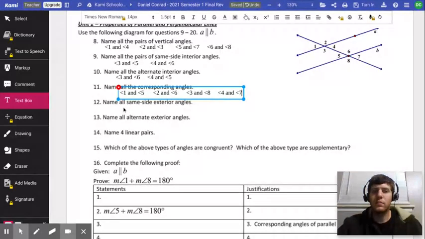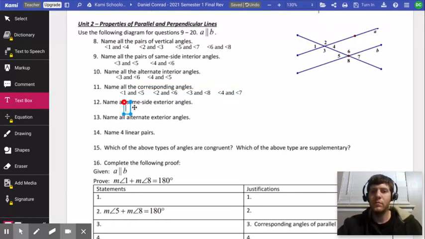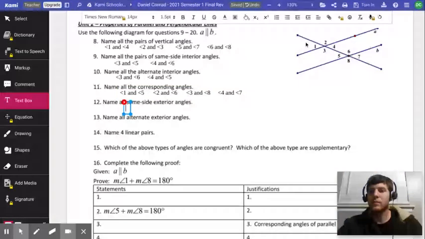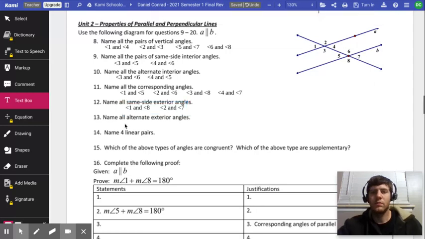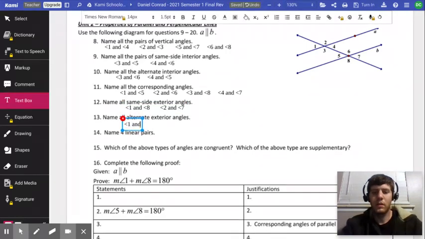Okay, same side exterior angles. Same side of the transversal, but outside of lines A and B. That's going to be angle 1 and angle 8, and then angle 2 and angle 7. Alternate exterior: we want alternate sides of that transversal, and then exterior, outside of lines A and B. So 1 and 7, and then 2 and 8. Angle 1 and angle 7, and then angle 2 and angle 8.